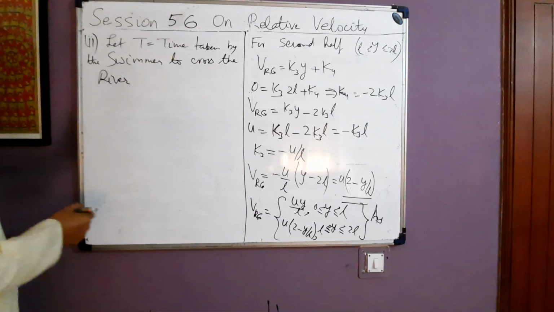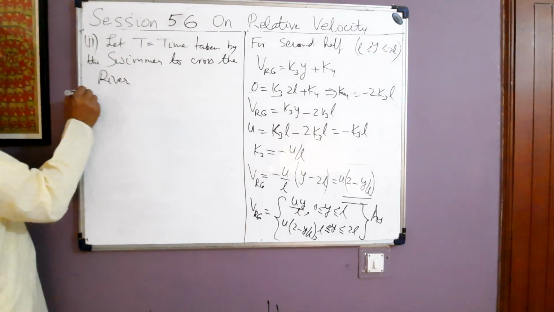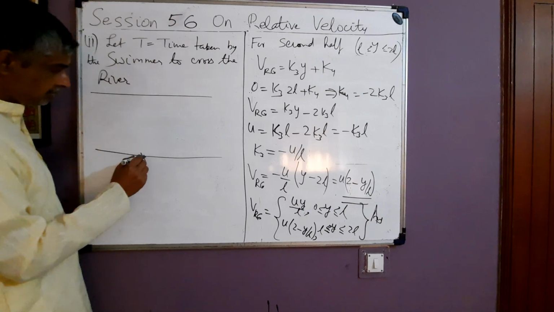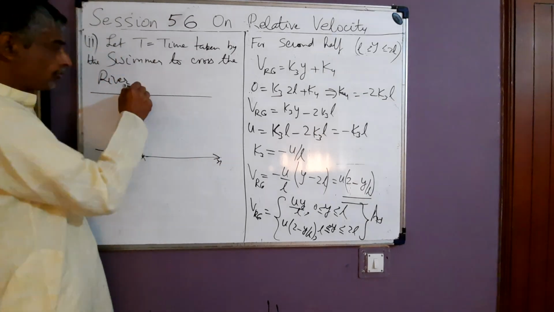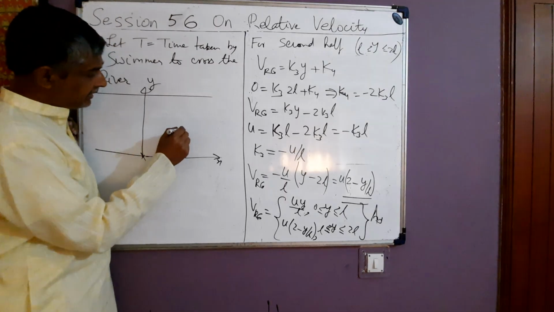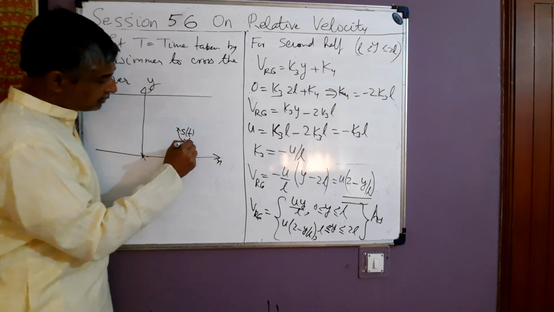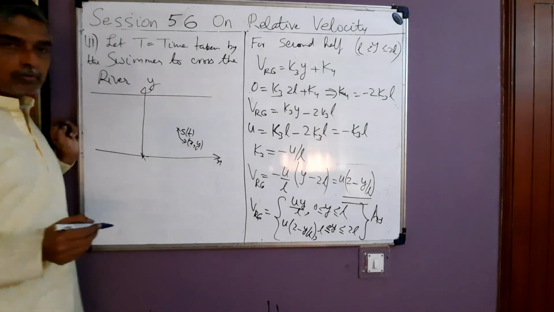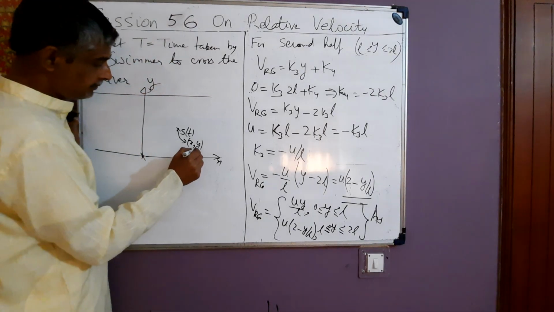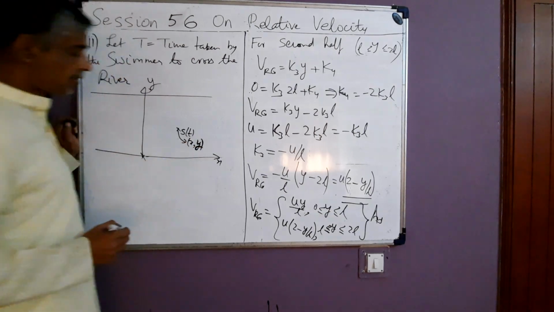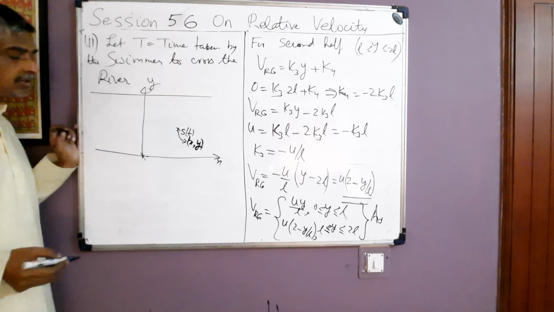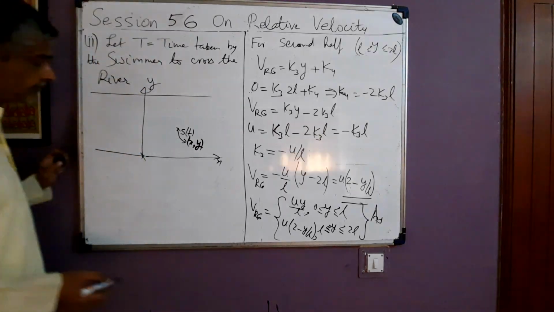First of all, you must note this: I'll again draw the top view. This is the starting point, this is the x-axis in the eastward direction, and the y-axis along the northern direction. Now the swimmer is somewhere here at time t. Coordinates of the swimmer at time t are x comma y.